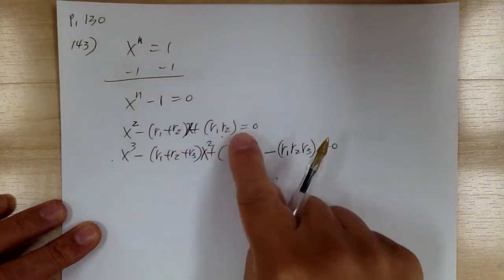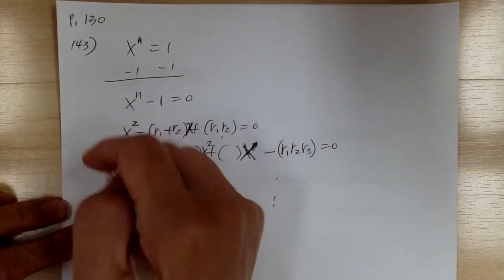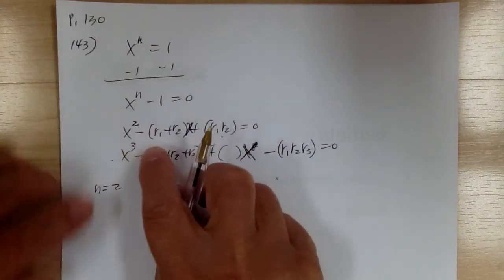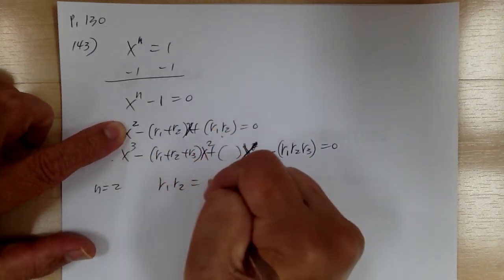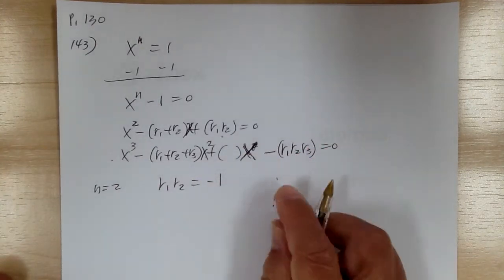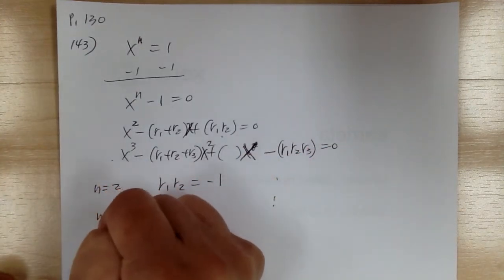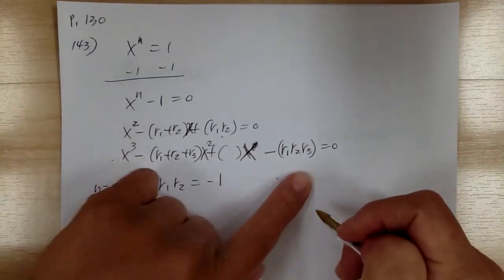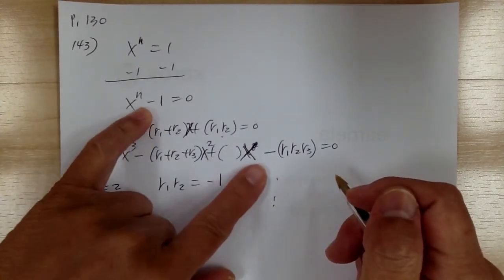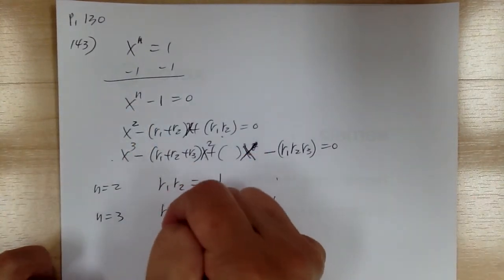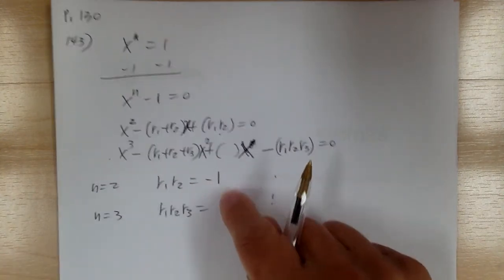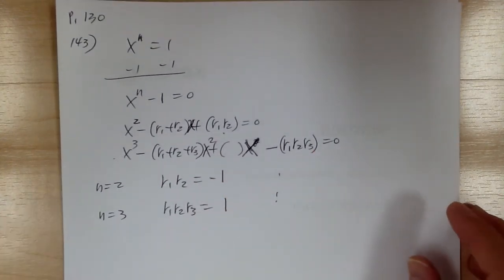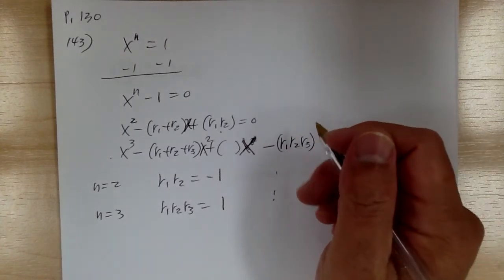Now you're going to match it up. So notice when n equals 2, that is this one here. When n equals 2, you have r1 r2 equal to, match it up, equal to -1. Okay? So when n equals 3, this matches with that, and notice the negative match, right? So you're going to get r1 r2 r3 equal to +1. Okay? So notice it alternates.